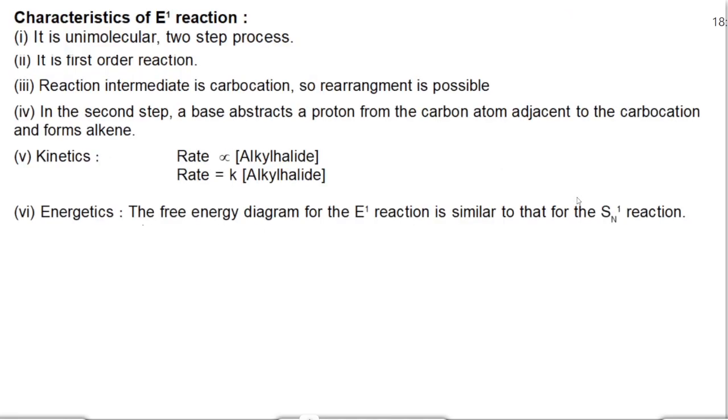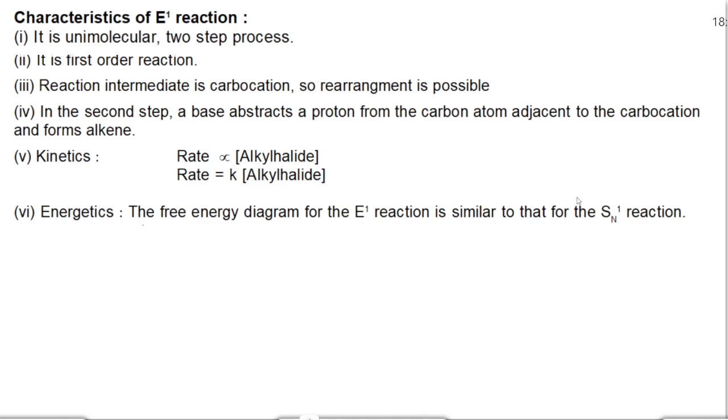First of all, it is a unimolecular reaction, because in the rate determining step only one molecule is involved. It is a two-step process. It follows first order kinetics. Reaction intermediate, as it is carbocation, so rearrangement is possible, means rearranged product we can get. And in the second step, the base removes the proton from the carbon atom adjacent to the carbocation, and therefore it forms alkene. And the kinetics involved is first order kinetics.